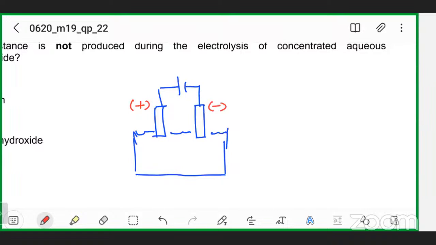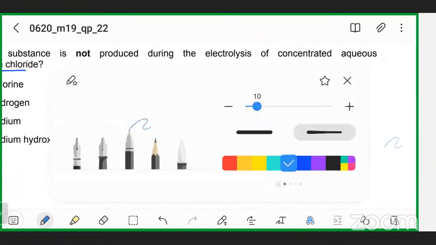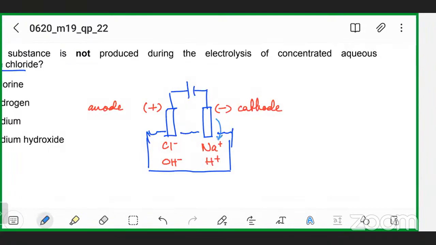Okay, let's do it this way. What is there in NaCl? That's Na+1, Cl minus 1, and you've got H plus 1. All the cations will be at the cathode. The negative electrode will attract all the positive ions, and all your anions will be at your anode. Now here, somebody has to gain electrons. Electrons are coming in.